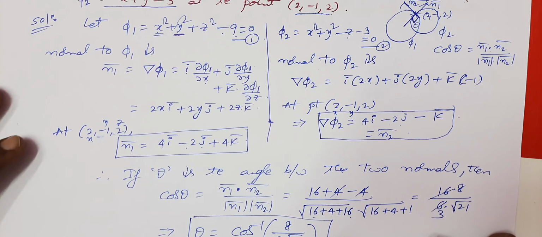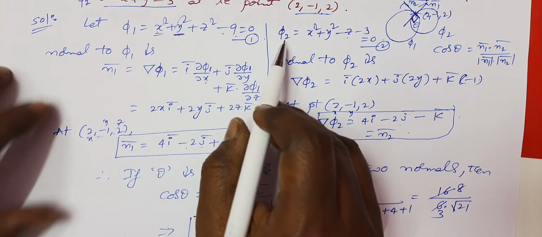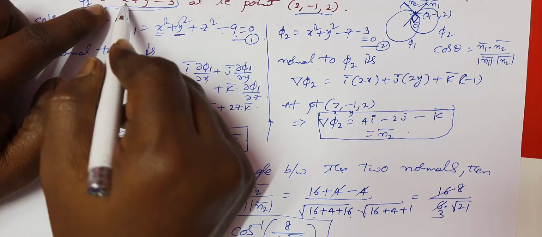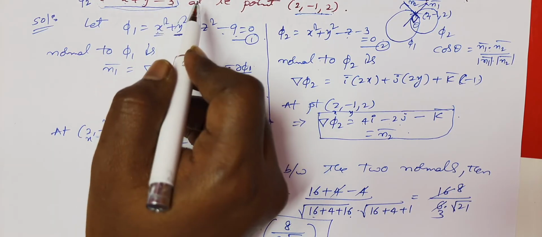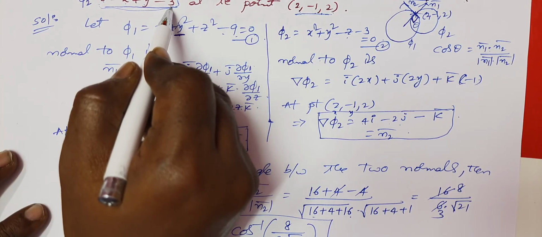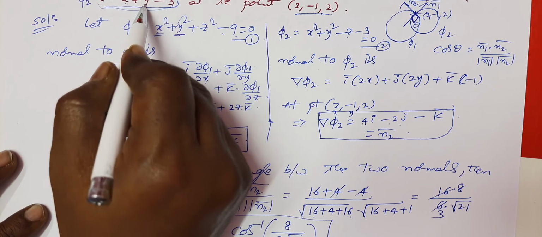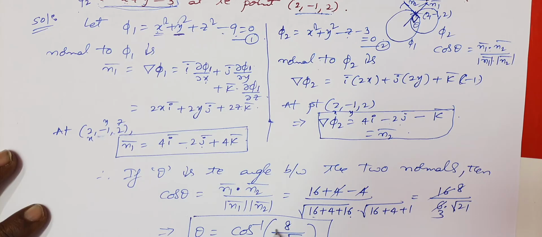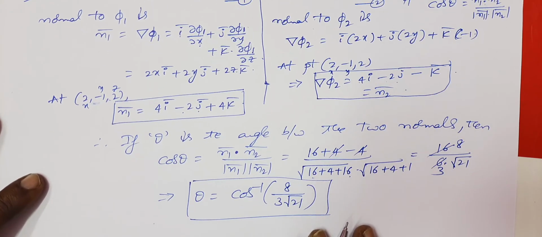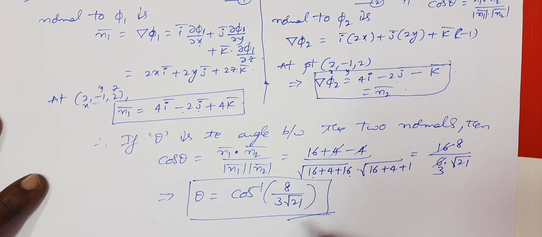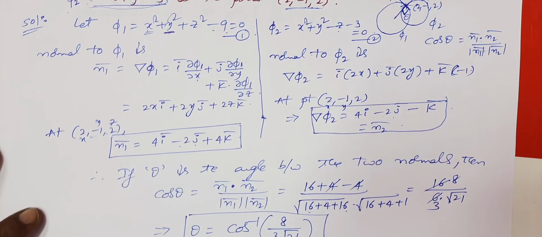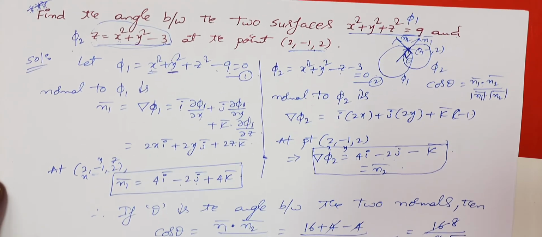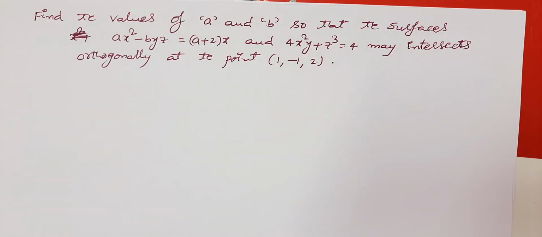Suppose if anyone takes phi 2 as z minus, here actually the given surface is z is equal to x square plus y square minus 3 is equal to 0. I am taking this z to this side. If anyone takes x square plus y square minus 3 to the left side, you will get a negative sign here in the angle. Okay, no problem, you can do any one. This is the procedure to get the angle between two surfaces. Don't forget it.